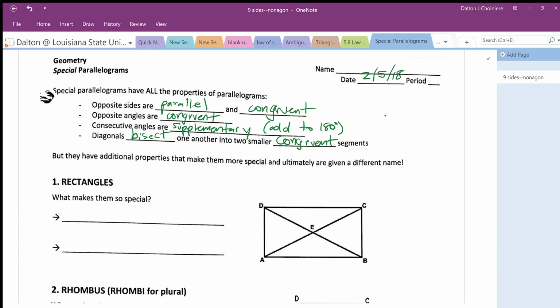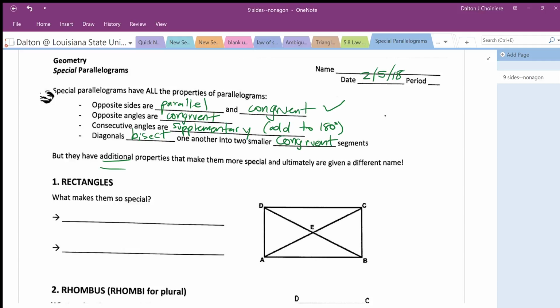Okay, so there are three types of special parallelograms. They have these four properties, but they have additional properties that make them more special and ultimately are given a different name. Rectangles are our first special type of parallelogram. Do you agree that rectangles have opposite sides that are parallel and congruent? Yeah. Opposite angles in a rectangle. What are some qualities that you know of a rectangle before I even go over them?